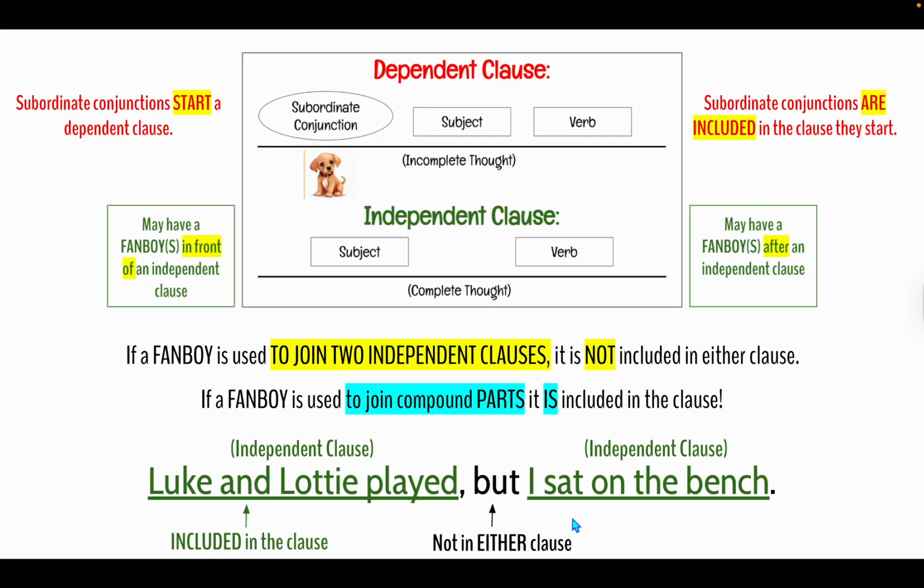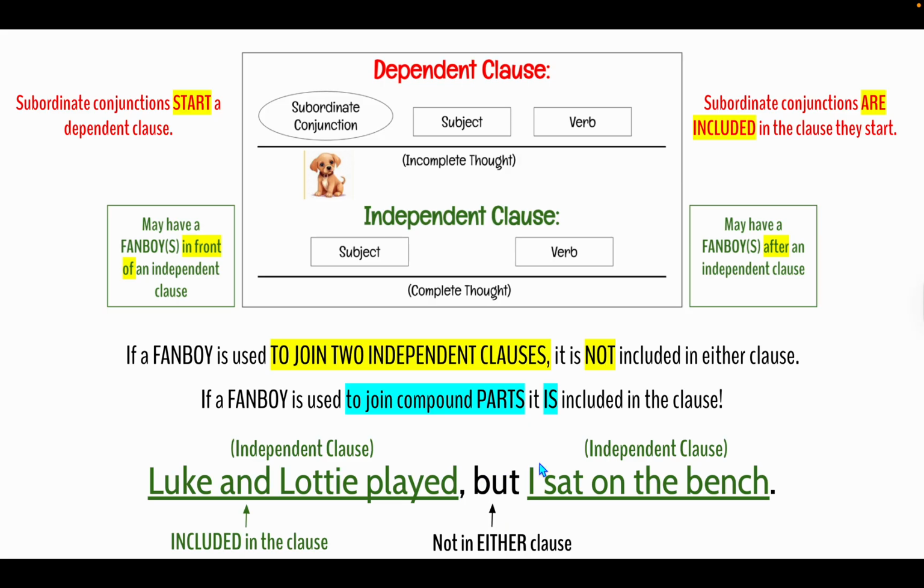The reason it's important for them to understand this is that when we read a dependent clause, it's obvious that it's a dependent clause because it leaves you hanging. For example, a dependent clause could be "because I sat on the bench," or "after I sat on the bench," or "while I sat on the bench." And they need to know, okay, this is leaving me hanging.